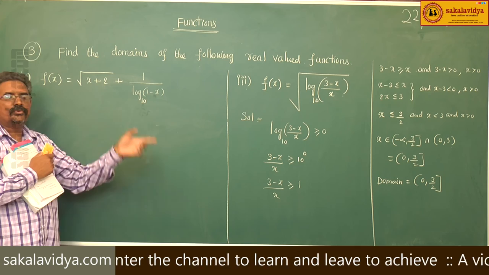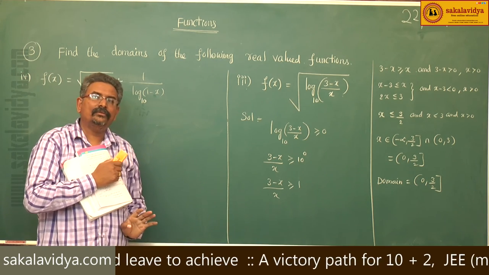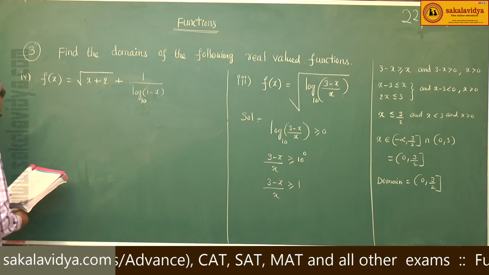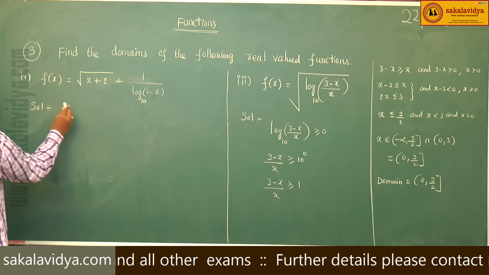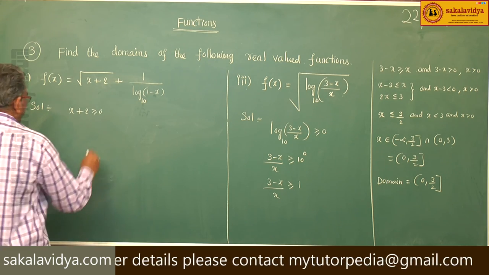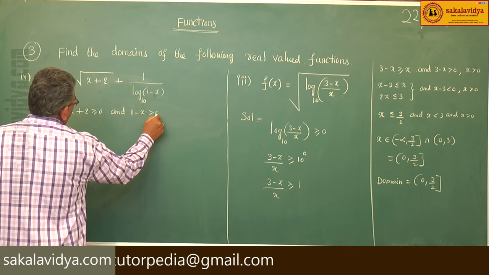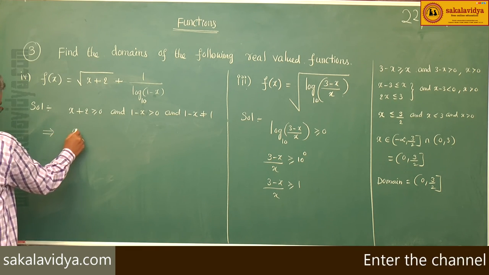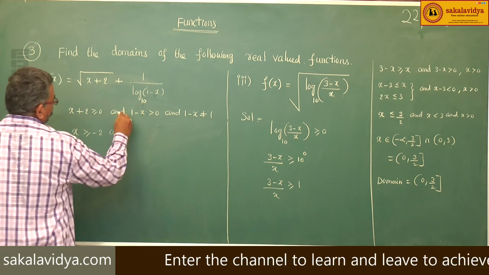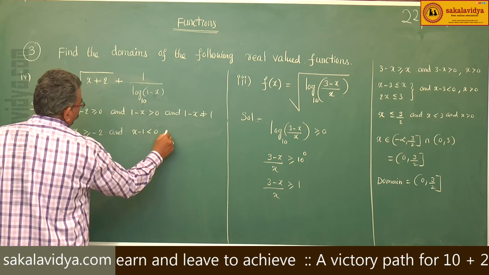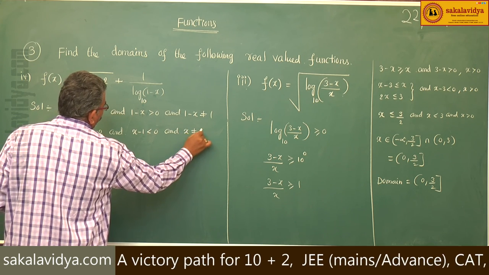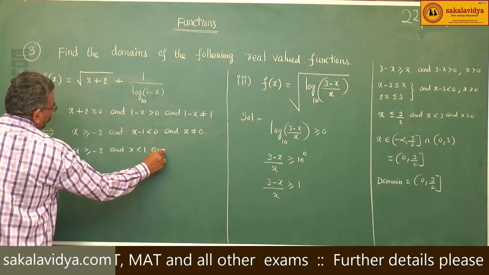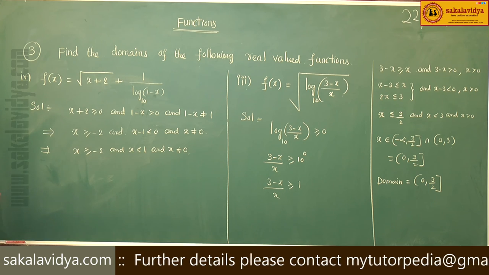What are the three conditions? To get its domain, x plus 2 greater than or equal to 0 and 1 minus x greater than 0 and 1 minus x does not equal to 1. So now we have to write solution: x plus 2 greater than or equal to 0 and 1 minus x greater than 0 and 1 minus x does not equal to 1. That implies x greater than or equal to minus 2 and x minus 1 less than 0 and x does not equal to 0. So that implies x greater than or equal to minus 2 and x less than 1 and x does not equal to 0.